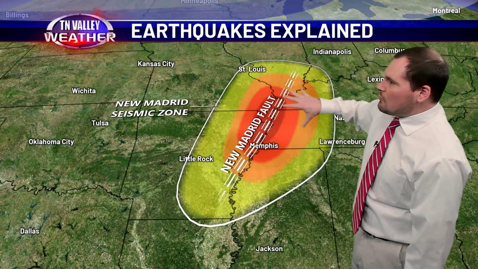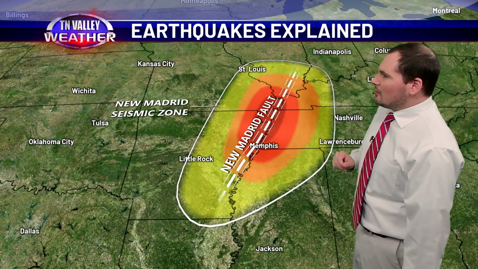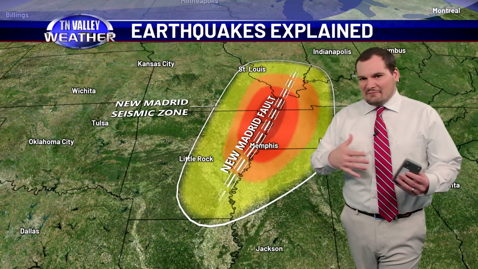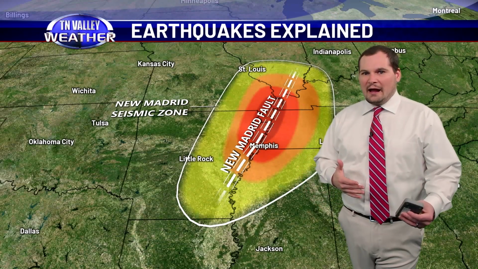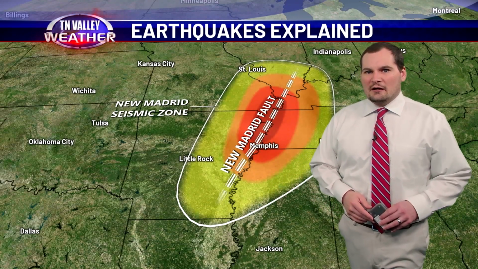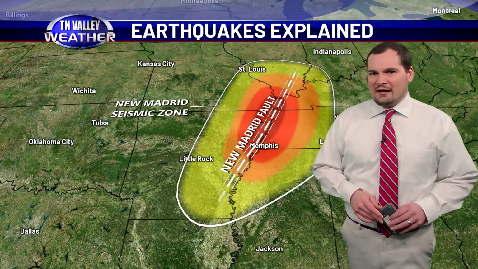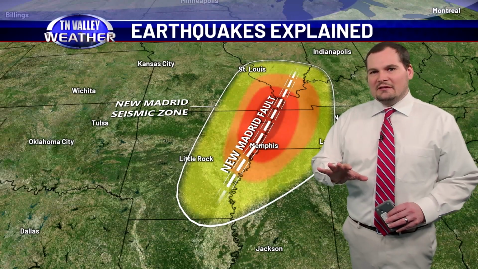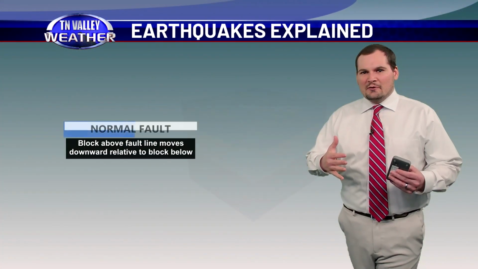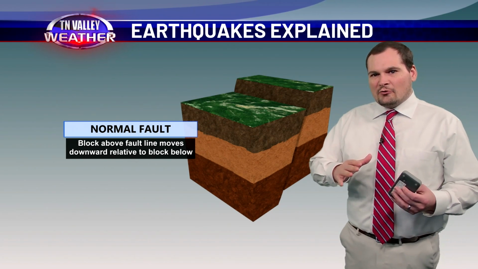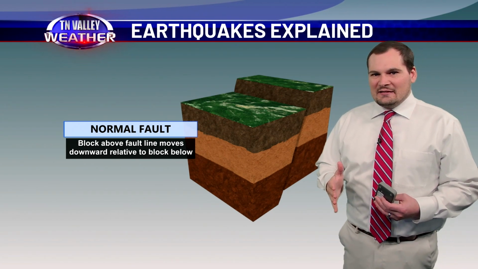So that's actually where we start getting our earthquakes, right here along this New Madrid Fault. But every now and then we'll see them across our area: Huntsville, Florence, up here in Lawrenceburg, Nashville. We'll get our fair share of earthquakes every now and then, but they're not as common over here. But when they do happen, what exactly is going on? There are different types of earthquake events, so let's go through them.